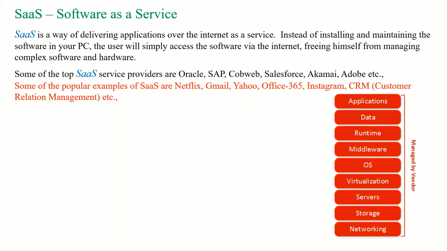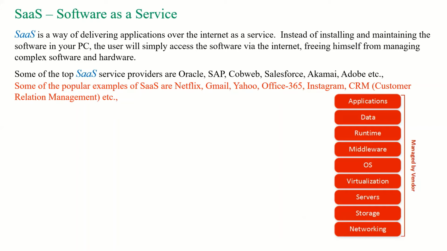Same thing with our Telegram channel, WhatsApp. They're all falling under the category of software as a service. So let us try to understand what are the different types of other services available apart from these base delivery models, that is infrastructure as a service, platform as a service, and software as a service.